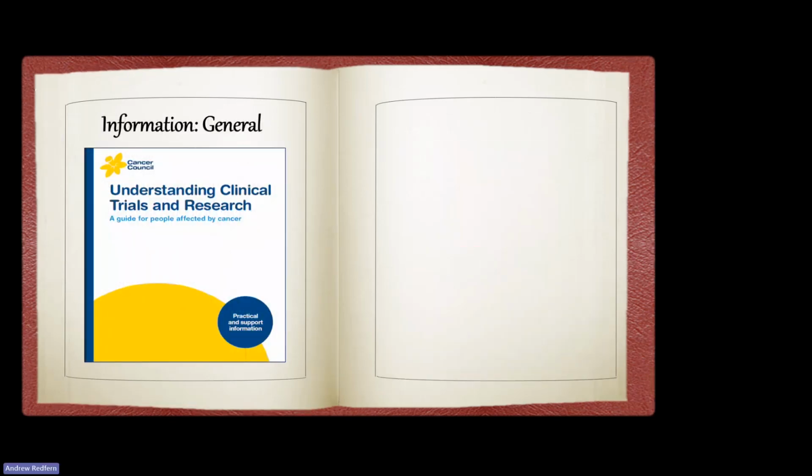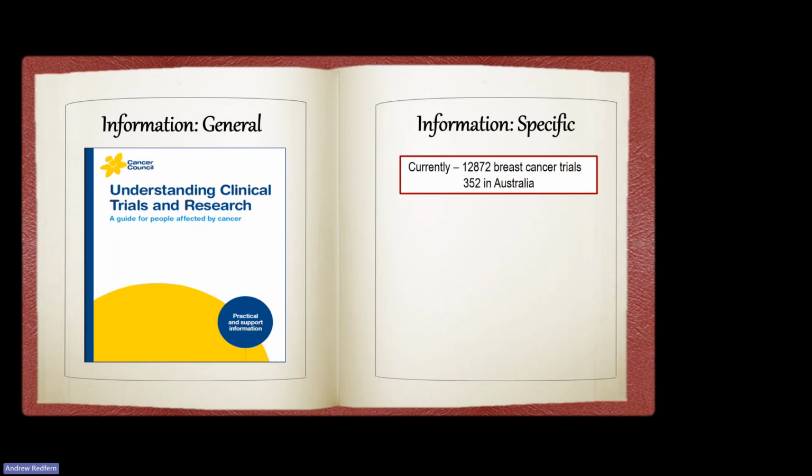The Cancer Council has a great booklet, Understanding Clinical Trials and Research. It's good to read if you're thinking about trials or you've been offered a trial. And there is some specific information. This is just to tell you how many trials are going on. So sometimes people bring me a bit of newspaper and say, oh, I read there's a great trial for breast cancer. Can I have it?